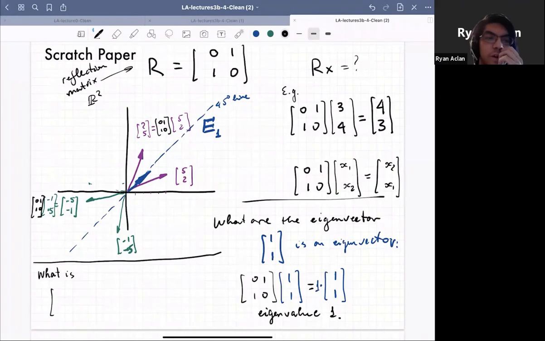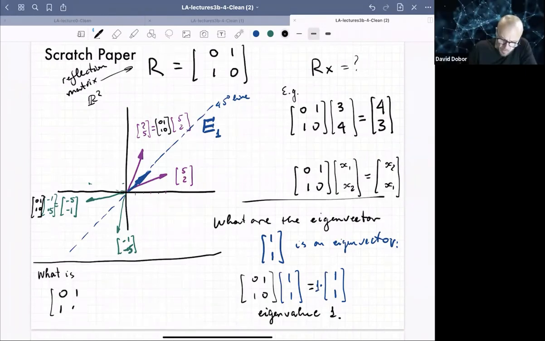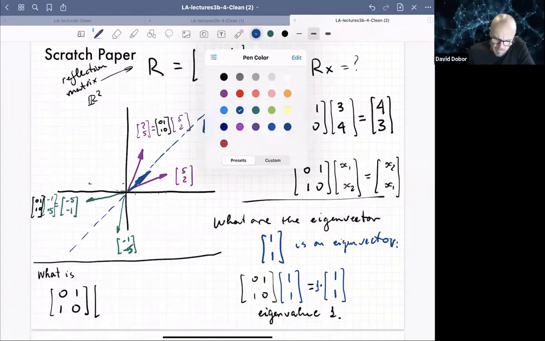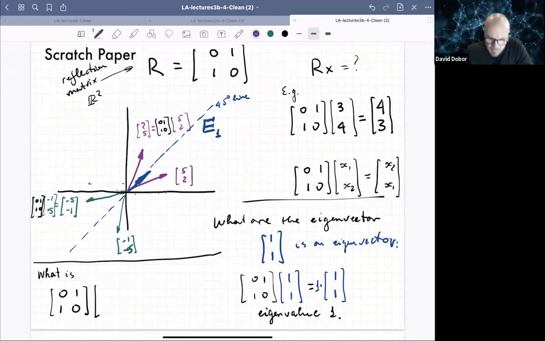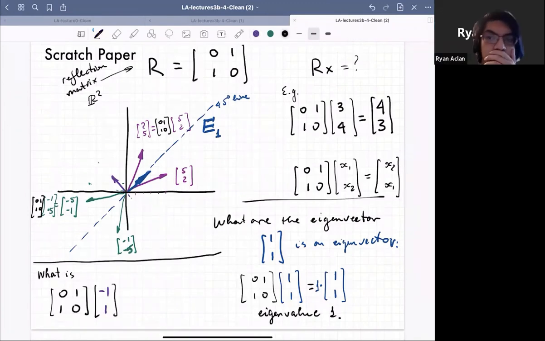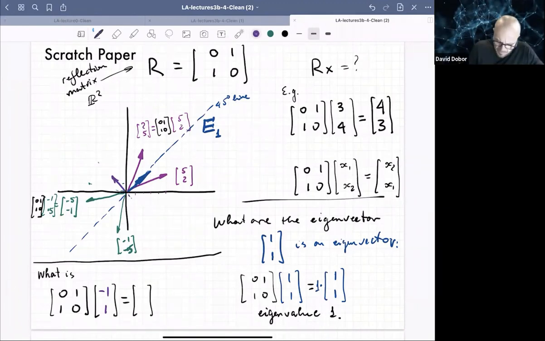Is there another one where it's like -1, 1? Okay, so what happens to -1, 1? Let's make that one purple, maybe. Did you say -1, 1? Yeah. So -1, 1. Okay, so let's write down what happens to it. It reflects it also, right? So reflection is the thing. It makes it 1, -1.